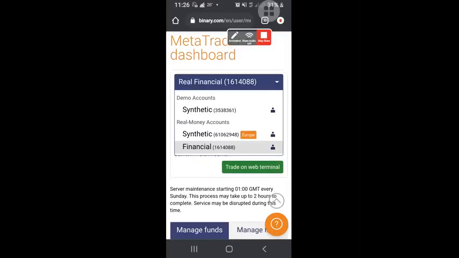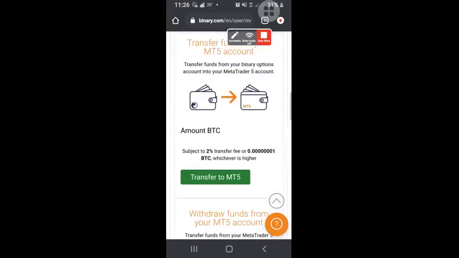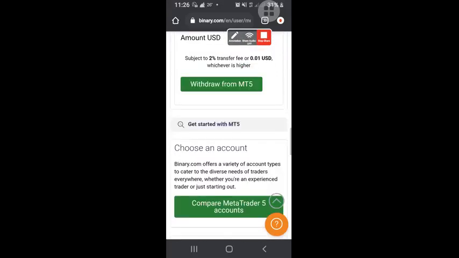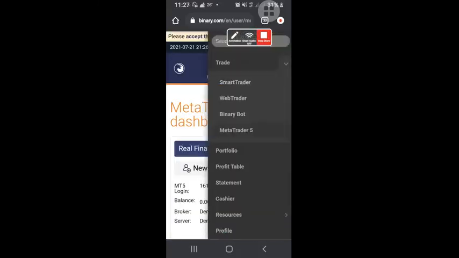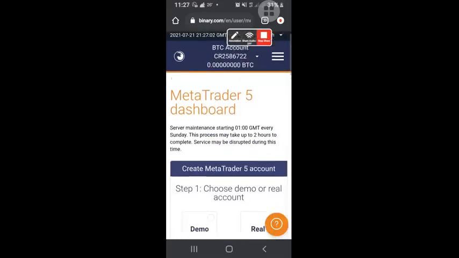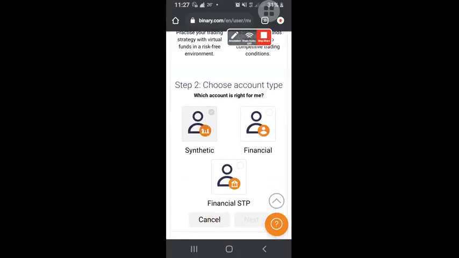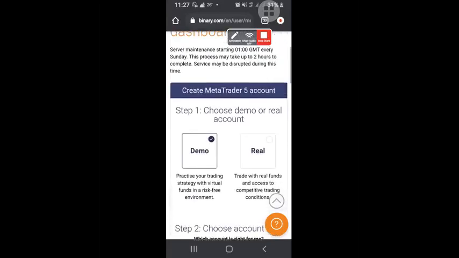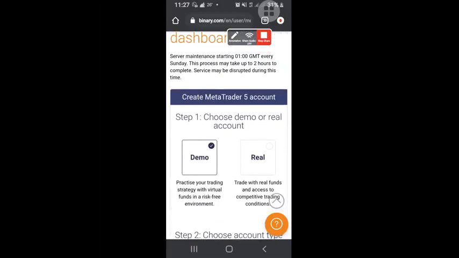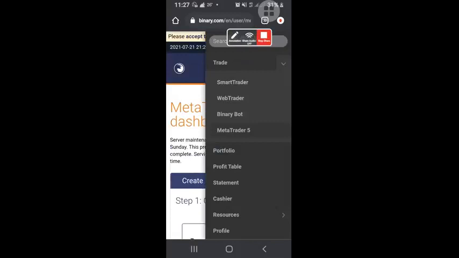You don't have a demo account here. Okay, so you can just create your demo account. And just click on okay, demo. Synthetic. Yeah, it's there. Okay, go back please, cancel. I should cancel the demo. Yeah, so go to the top, let me see. Okay, click the menu. MetaTrader 5.